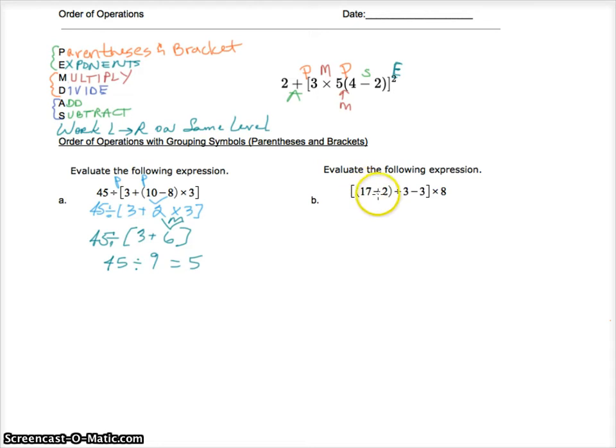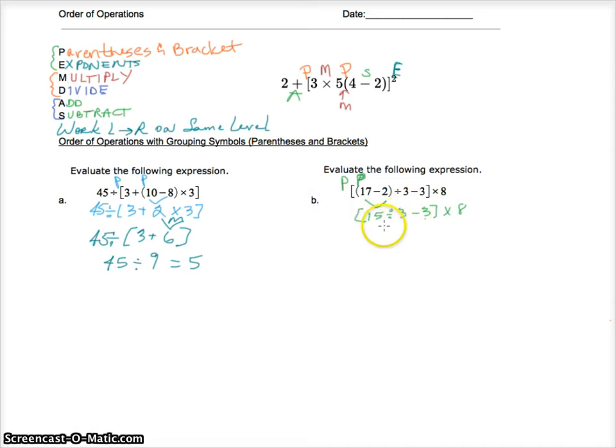Bracket, parentheses 17 minus 2, divided by 3, minus 3, close bracket, times 8. Since I have a big parentheses, that means that I need to work inside that parenthesis first. So inside my parentheses, I have another parenthesis. I have 17 minus 2. 17 minus 2 gives me 15. Divided by 3 minus 3. Close bracket. Then times by 8.